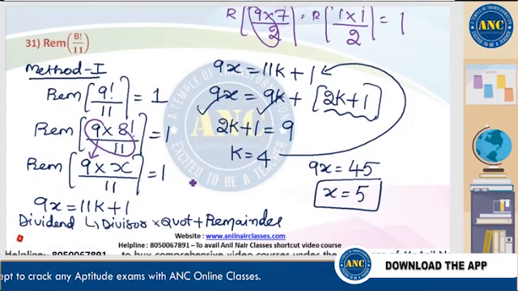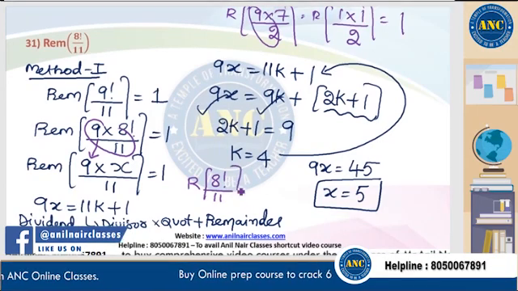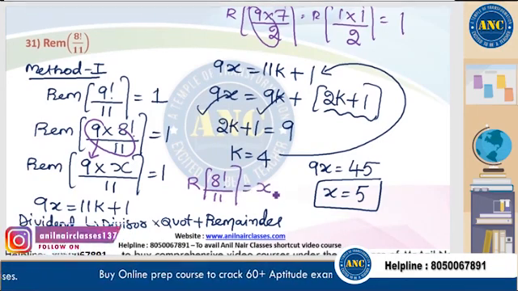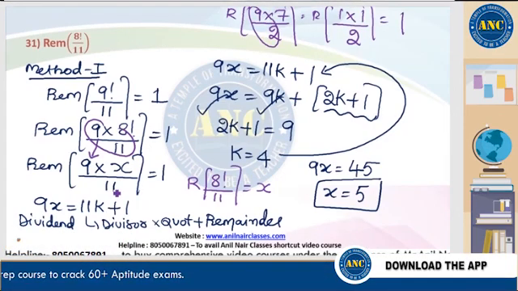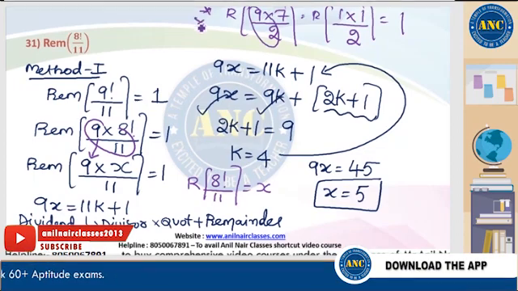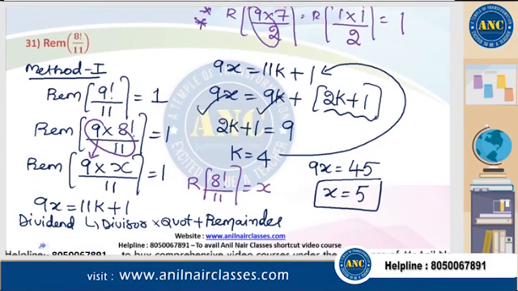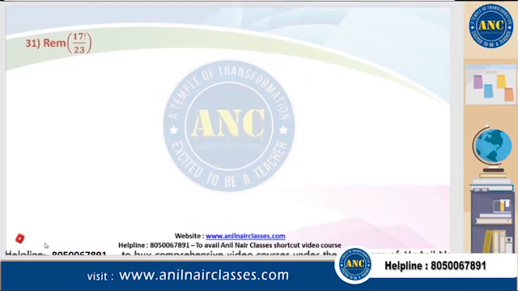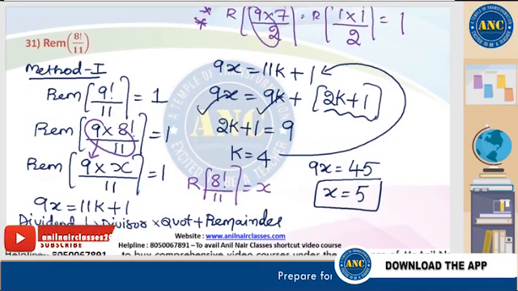8 factorial divided by 11. If the remainder is x, when I further divide, the remainder does not change. This concept I used, beta. Idea clear, right? Now I am sure it is clear, right?